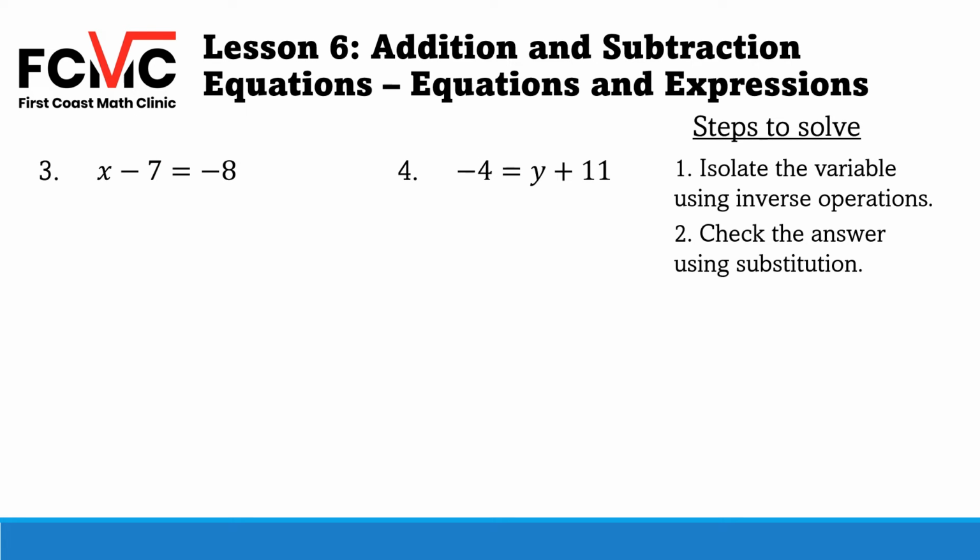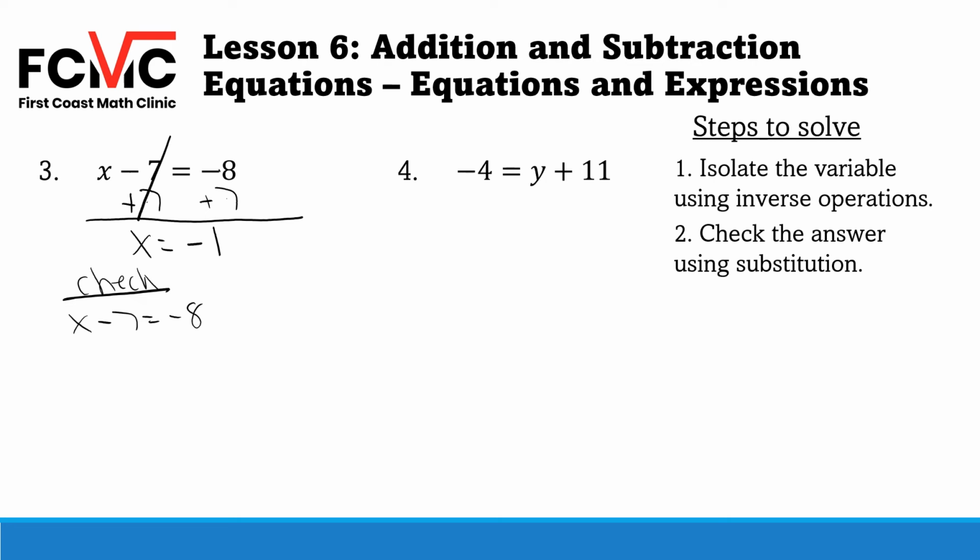All right, number 3, we've got x minus 7 equals negative 8, so we want to use our inverse operation. Let's undo subtracting 7 and add 7 to both sides. Negative 7 plus positive 7 cancel out. We're left with x equals negative 8 plus 7, which gives us negative 1. Now our check. Let's take our original equation, x minus 7 equals negative 8.